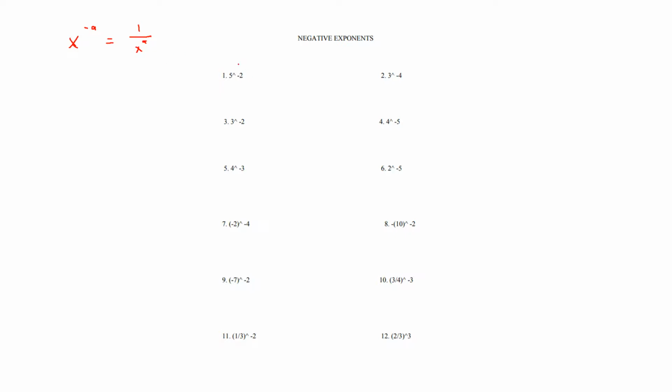So an example is here, number 1. It is 5 to the power of negative 2. And this is also just 1 over 5 squared. 5 squared is 25, so it is 1 over 25.